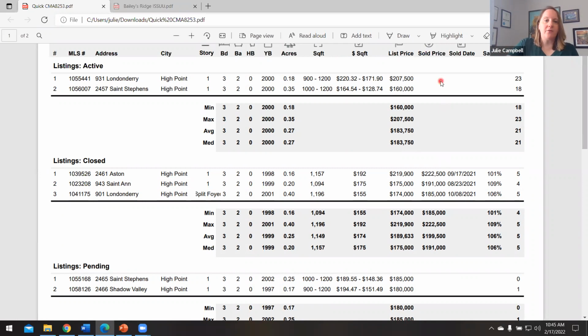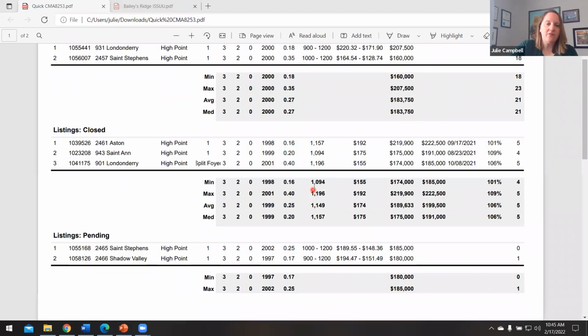You'll notice, obviously, for the active properties, I don't have a sold price or sold date yet, because we're still active. We haven't closed yet. But now that these have closed, I can compare what was it listed for versus what it actually sold for. Check out what's happening in this market right now. Properties are selling for more than what they're listed for. The sale to list ratio is higher. I mean, this one listed for 219.9 and it sold for 222.5. This is the market we're in.